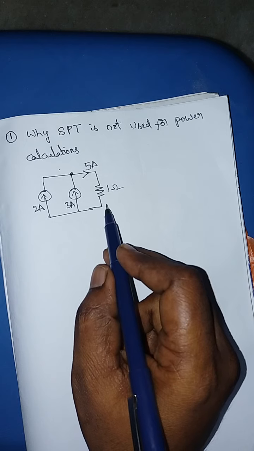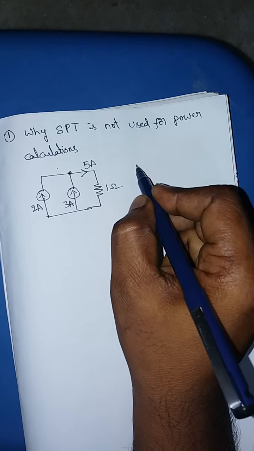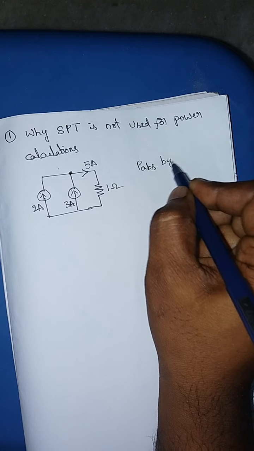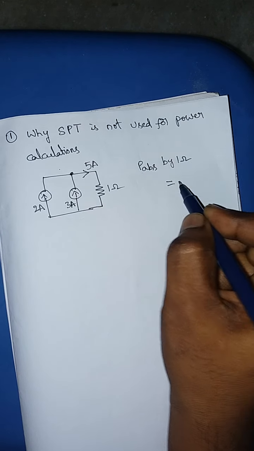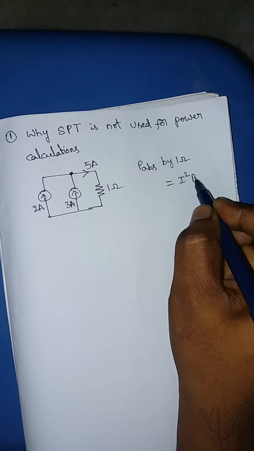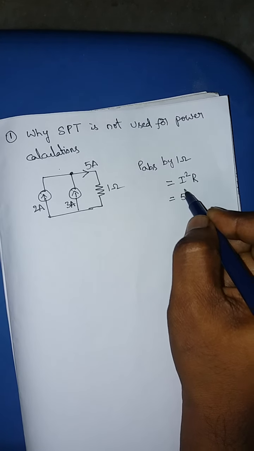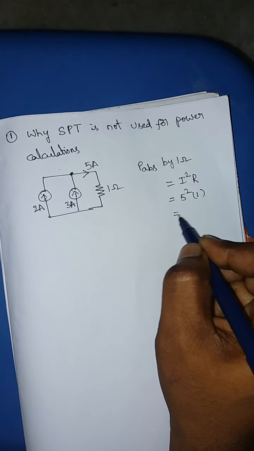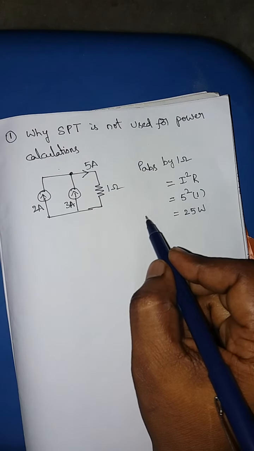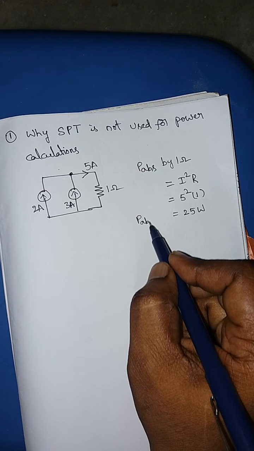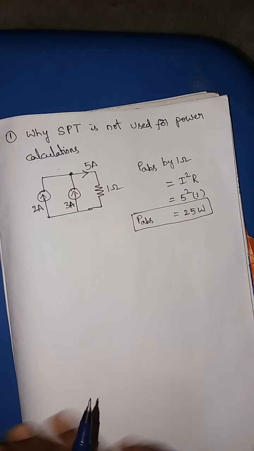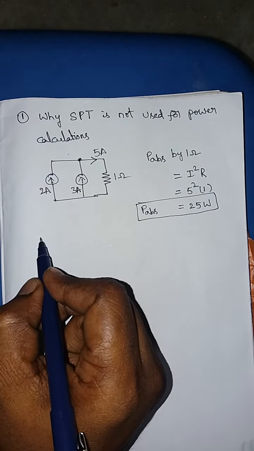Now how much current is passing here? 5 amps. Therefore the power absorbed by the 1 ohm is I square R, that is 5 square into 1. This is 25 watts. Yes, the power absorbed by the 1 ohm resistor has to be 25 watts. Now let us apply the superposition theorem.